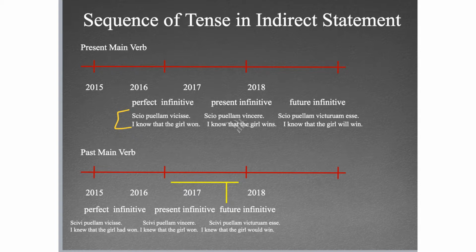So we'll start with the present, and remember that's the equal sign. So Scio puellam vincere, I know now that the girl wins now. That's that equal sign, present and present. Over here with the perfect infinitive to the left, I know now that the girl won yesterday. And that's the shifting back one. So if the present is 2018, that's going to 2017. In the future, I know now that the girl will win tomorrow.